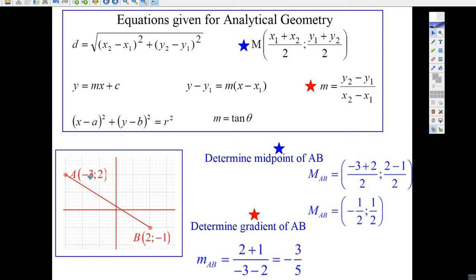And let's try the x ones. -3 plus 2 is -1, divided by 2, it's -1/2. There are the coordinates of the midpoint of AB.